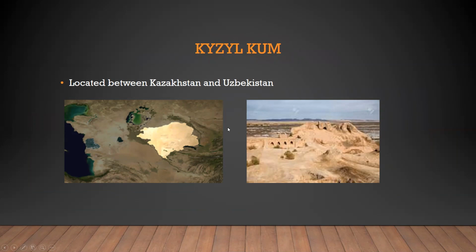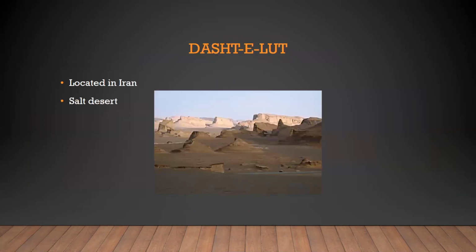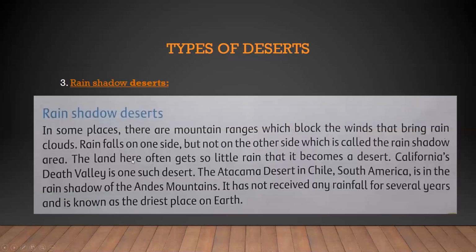Okay, Rocky Desert. We will learn about Rocky Desert and Sandy Desert in the next class. And Dashtalut. Dashtalut is also located in Iran and it is a salt desert. Salt means minerals are in a very large quantity over there in this desert.